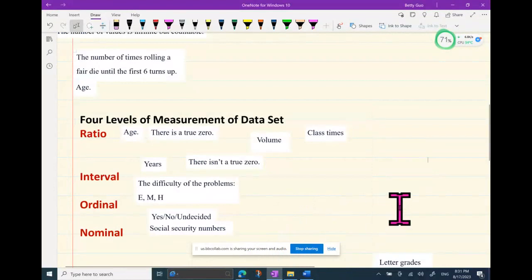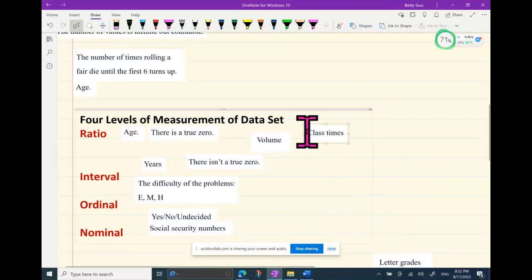I think we were looking at it like, oh, it could be a 50-minute class or an hour and 30 minutes. So the class times are somewhat arbitrary. So I think that's where I thought interval. It's a ratio, right? It has a true zero. Oh yeah. When we cancel a class, the time is 0 minutes. Yes. I mean, if we cancel the class, it's 0 minutes, right? It has a true zero.